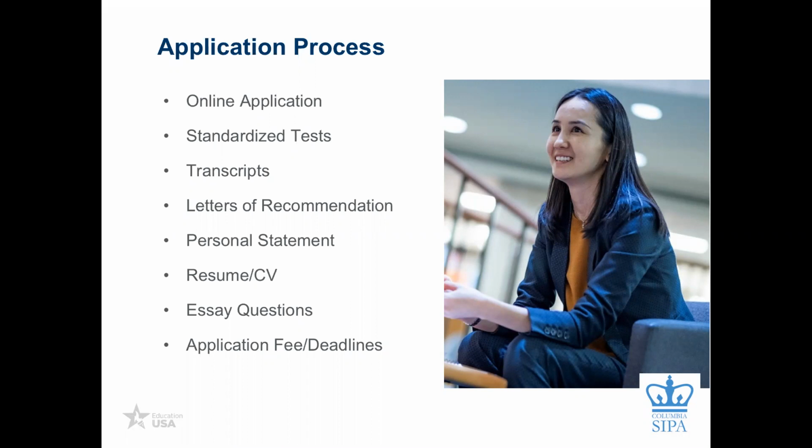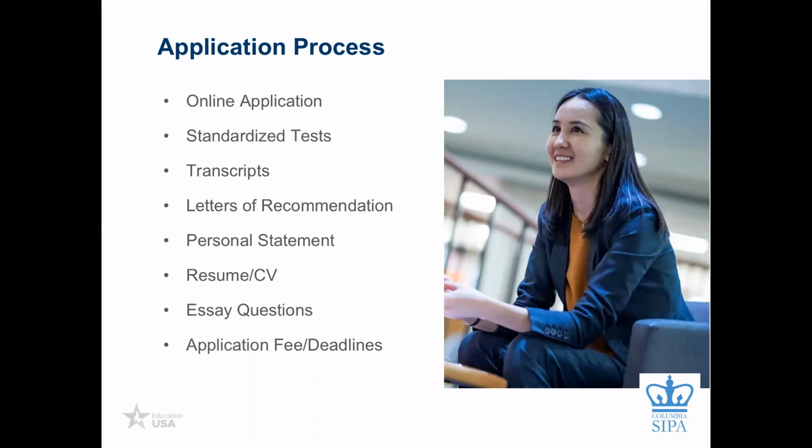If you're interested in SIPA, our minimum score for the IELTS is 7, and our minimum for TOEFL is 100. Again, you should verify with each school that you're interested in regarding their minimum score requirements. Let's say you're interested in applying for a dual degree program. You may also have to take another test.